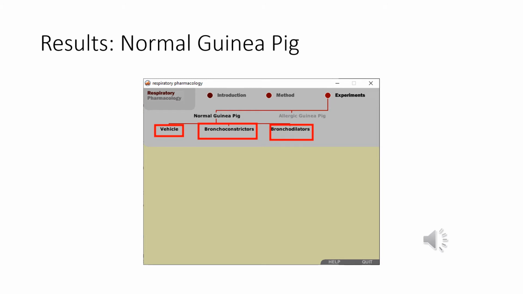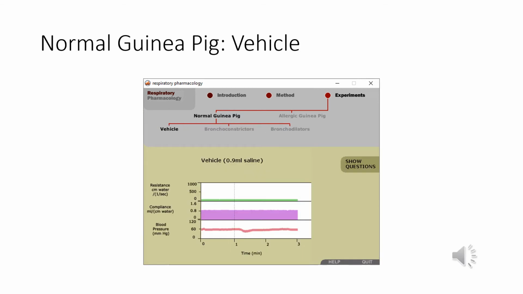Results of the experiments. Normal guinea pig. For normal guinea pigs, the animals were subjected to vehicle, bronchoconstrictors, and bronchodilators. For vehicle, the respiratory resistance and compliance did not show any changes before and after the administration. However, a slight drop of blood pressure was noticed after 30 seconds of vehicle administration before the blood pressure normalized.